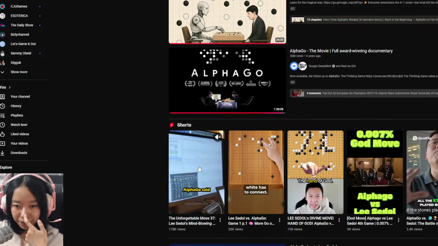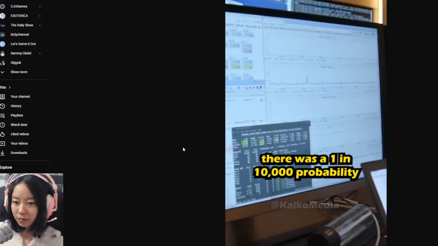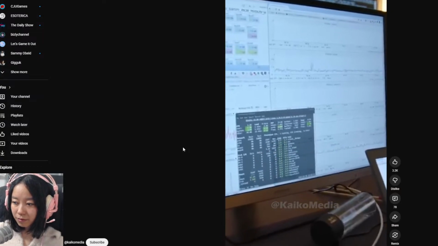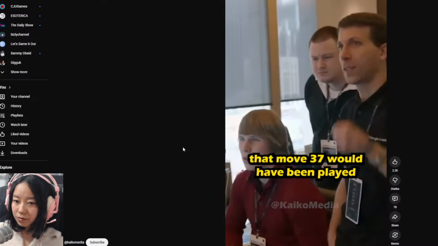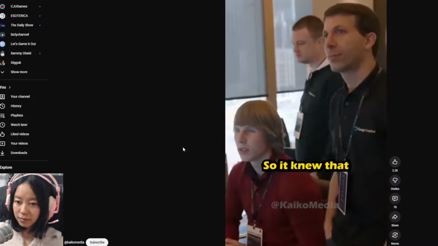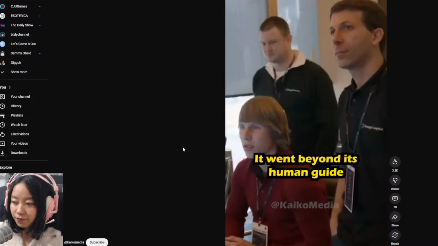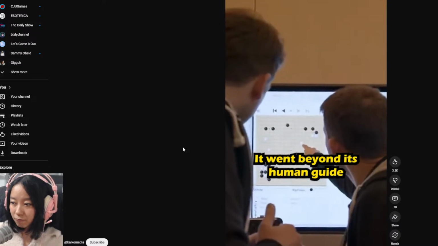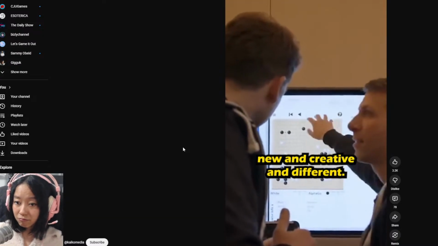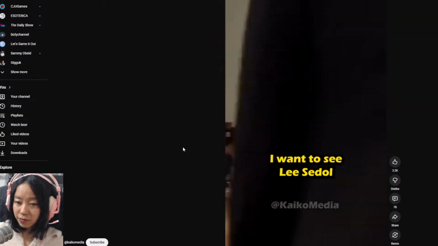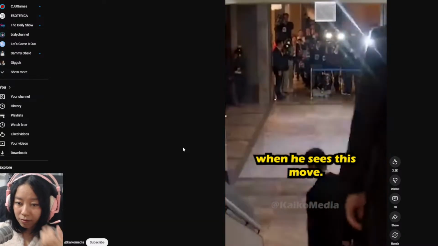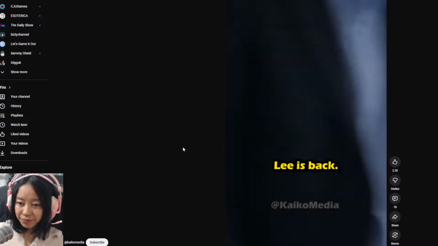AlphaGo said there was a 1 in 10,000 probability that move 37 would have been played by a human player. So it knew that this was an extremely unlikely move. It went beyond its human guide and it came up with something new and creative and different. I want to see Lee Sedol when he sees this move. He's back.